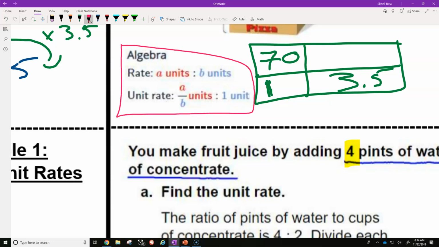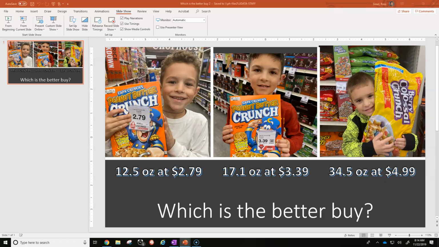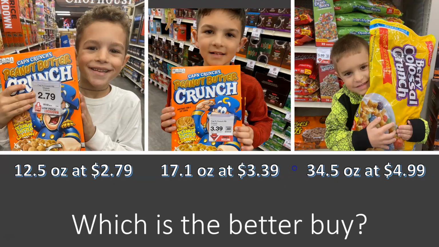Go into your notes, this part. So, our rate, A to B, B wants to be the unit that we want to make 1. So if I go in here, and I'll be with this first one, Bennett, I'm going to have $2.79 per 12.5.